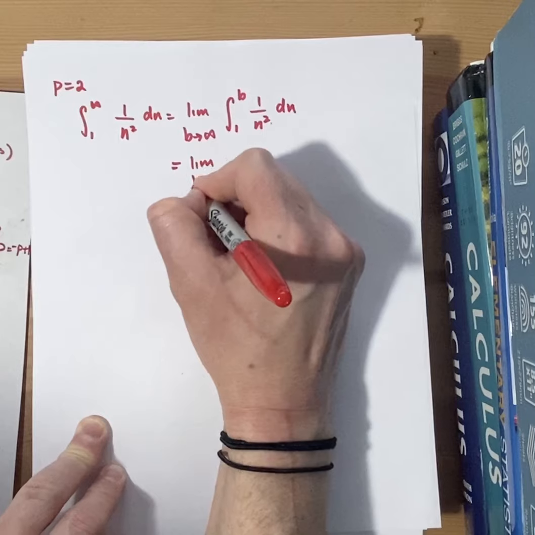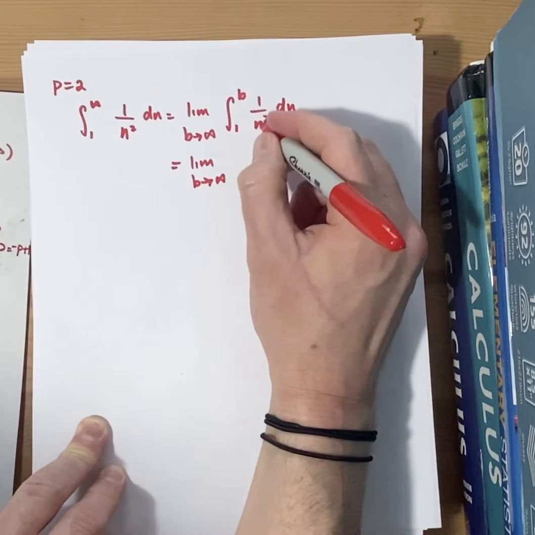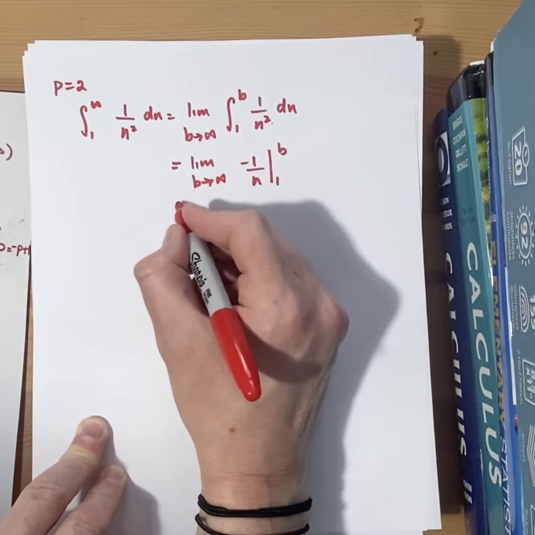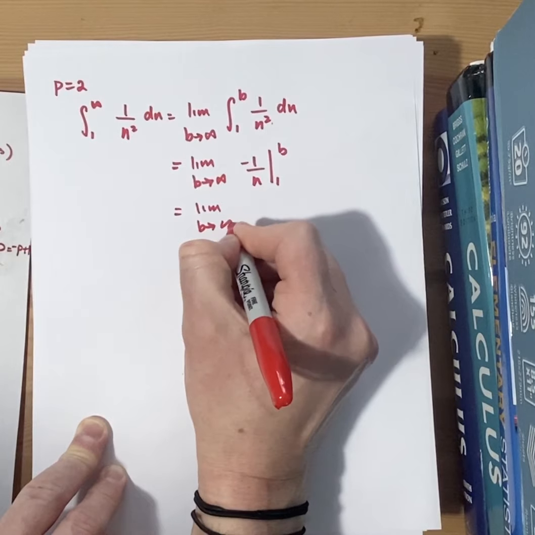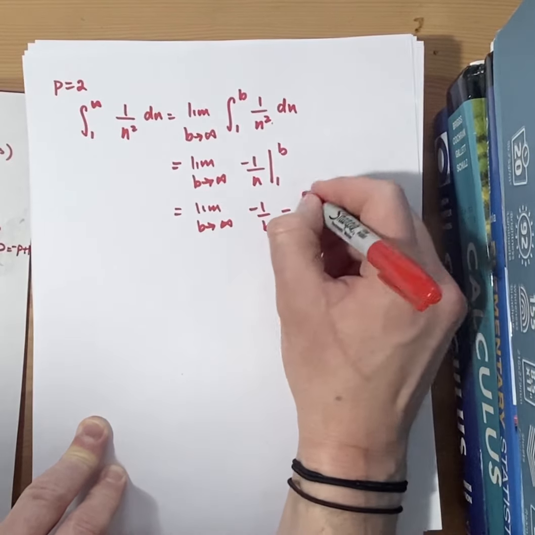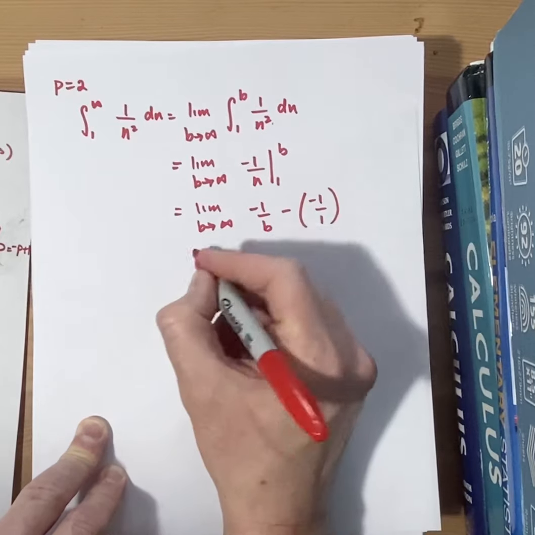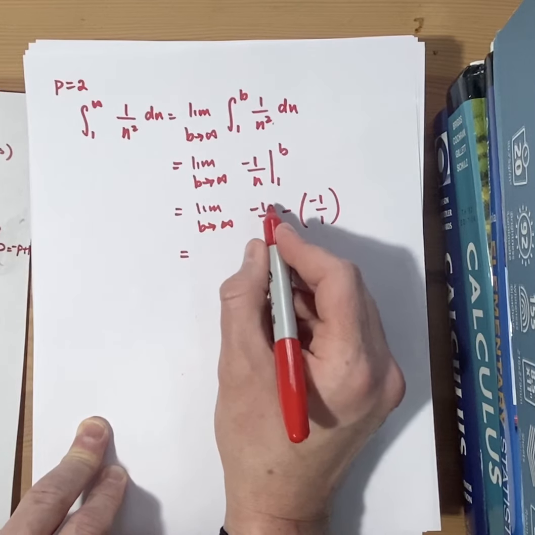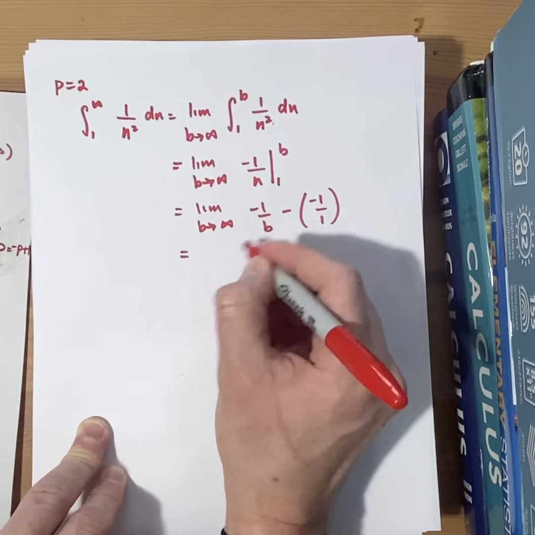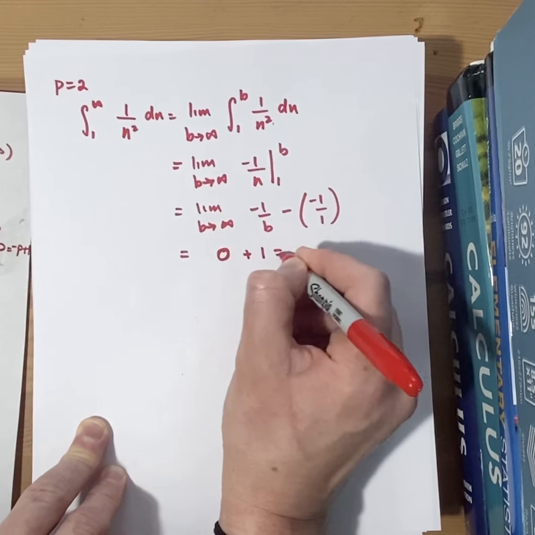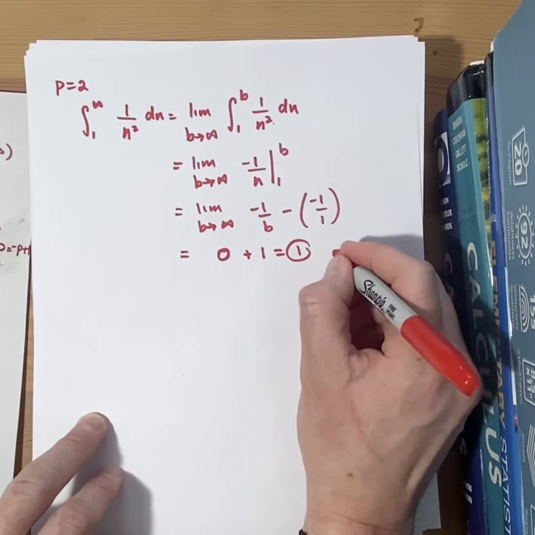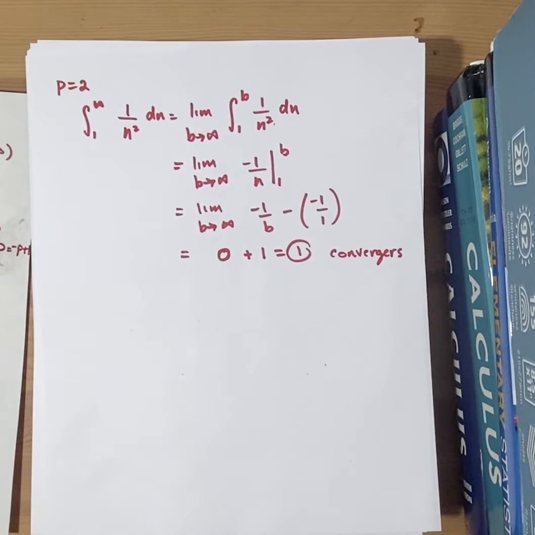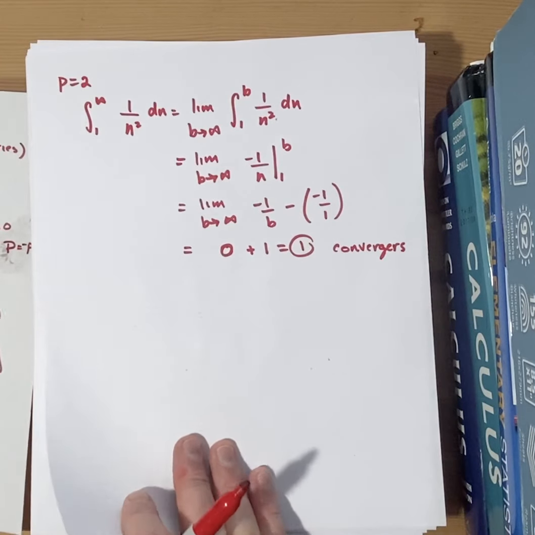So let's take the integral, or antiderivative. You get negative 1 over n from 1 to b. So this is going to be negative 1 over b minus negative 1 over 1, or that'll just be 1. Okay? So then what you wind up getting here is this thing will go to 0, right? Bottom heavy. 0 plus 1, or 1. So because you get a number, it converges. All right, now let's make P equal to 1 this time.